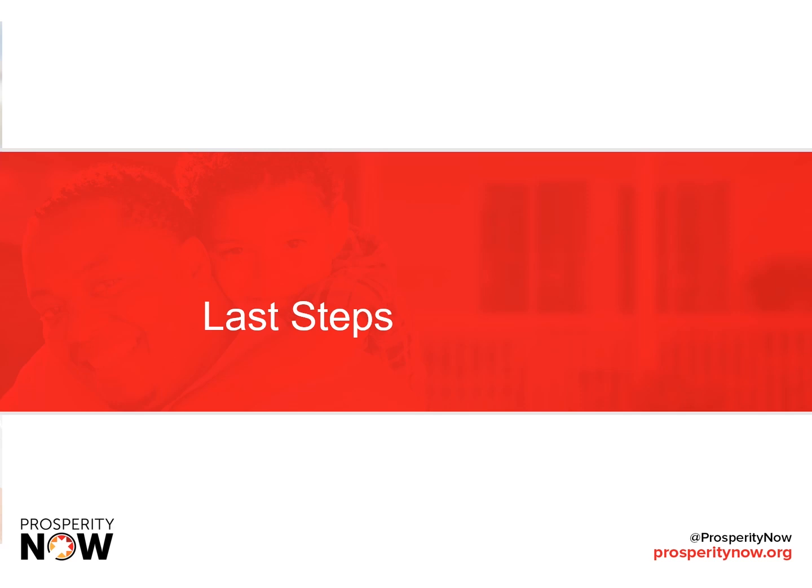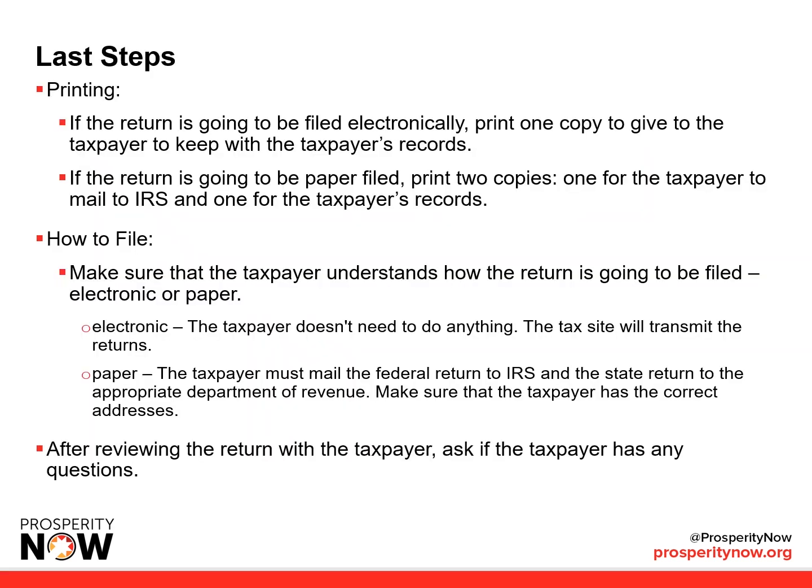And now we're in the last steps. If the return is going to be filed electronically, print out one copy of the return and give it to the taxpayer to keep with their records. If the return is going to be paper filed, print out 2 copies, one for the taxpayer to mail to the IRS and one for their records.